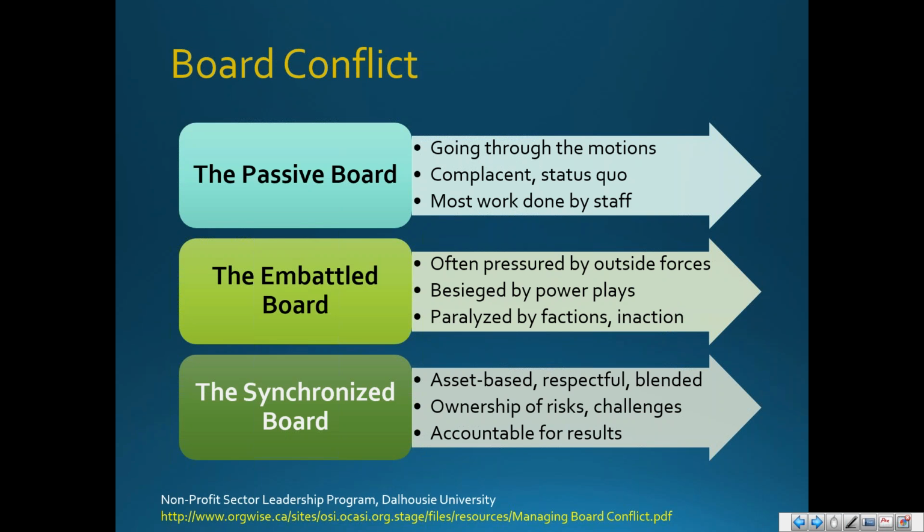The study actually termed the third one the harmonious board. I actually prefer the term the synchronized board, so that synchronized board is respectful. There's a blending of voice and activity in your process and actions. They take ownership of the risk and the challenges, and they are accountable for the results of the organization.